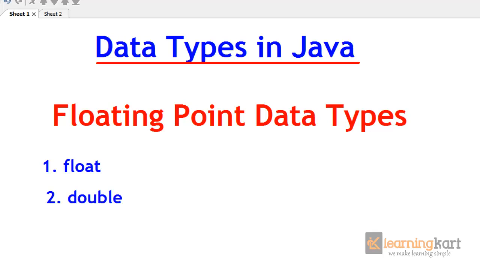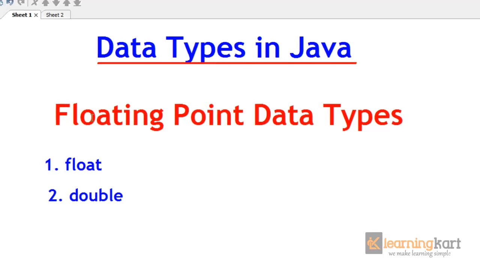Now let us see the numbers which are floating point, floating data types in Java. Now the numbers which have fractional parts, they are the floating data types. Now we have two types of data types available under the floating data type. One is the float and the other one is double. Now let us first see what is a float data type. How do we write it? What is the range?